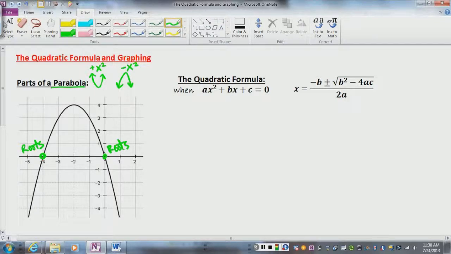Now, when you use the quadratic formula to solve a quadratic equation, these x values are your roots. The next thing we're going to talk about is called the axis of symmetry, and the axis of symmetry is basically a vertical line that cuts your parabola in half. Looking at the quadratic formula, the axis of symmetry is negative b over 2a.